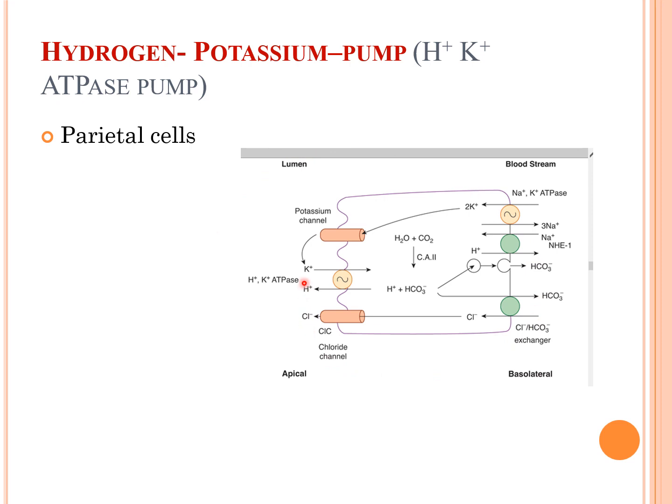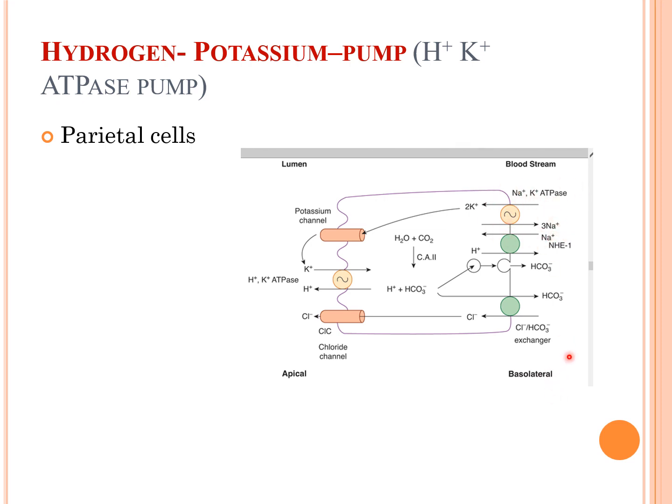Here I have shown an example of the parietal cell, which has a luminal side. This is the apical side, and this is the basolateral side. In most cells, the basolateral membrane contains the sodium potassium ATPase pump. This is also a primary active transport mechanism which pumps 2 potassium inside and 3 sodium outwards, right? So this is the function of the sodium potassium ATPase pump.